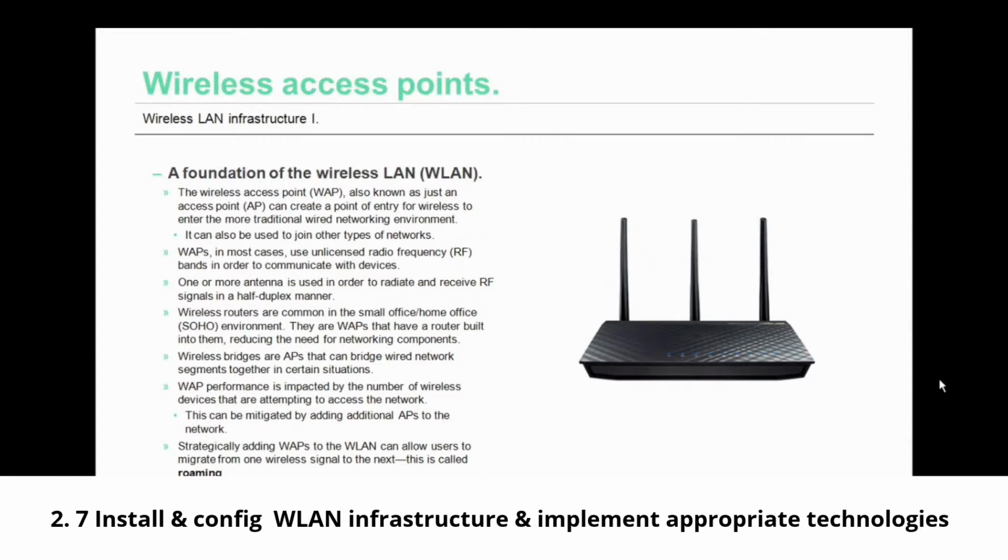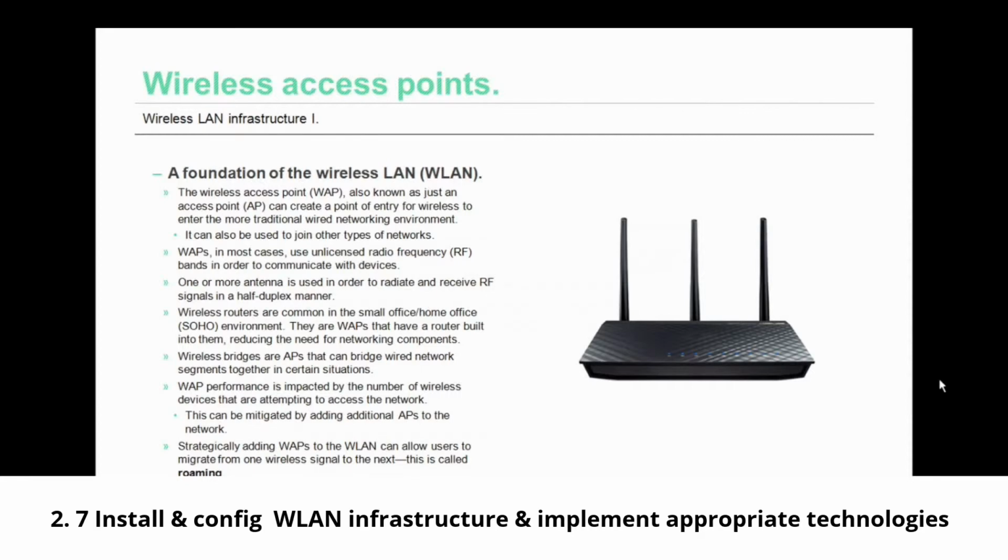Wireless routers are common in the small office, home office environment. They are wireless access points that have routers built into them, reducing the need for networking components. A wireless bridge is an access point that can bridge wired network segments together in certain situations. Access point performance is impacted by the number of wireless devices that are attempting to access the network. This can be mitigated by adding additional access points to the network.